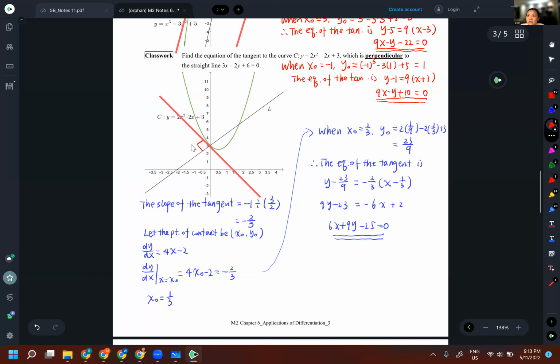Now on my graph, these two lines don't look very perpendicular. This is because my scale is skewed. You see that 1 unit on the x-axis is much longer than 1 unit on the y-axis. So this graph is not drawn to scale. So it doesn't look very perpendicular, but it is.